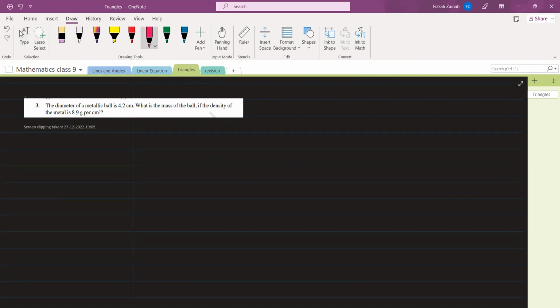The diameter of a metallic ball is this. So diameter is given, which is 4.2 centimeter. That means your radius is 4.2 divided by 2 centimeter. This you can easily divide. This is 2.1 centimeter, right? What is the mass of a ball if the density of the metal is this? So now what is given here? Density is 8.9 gram per centimeter cube.